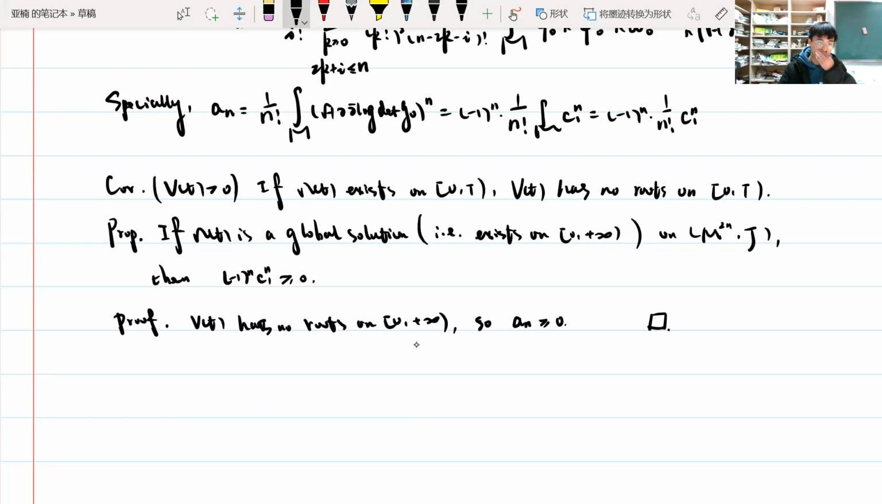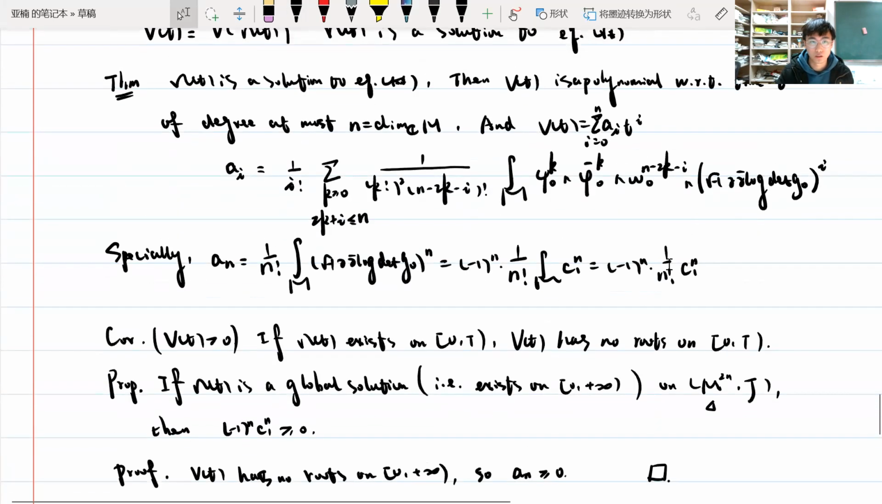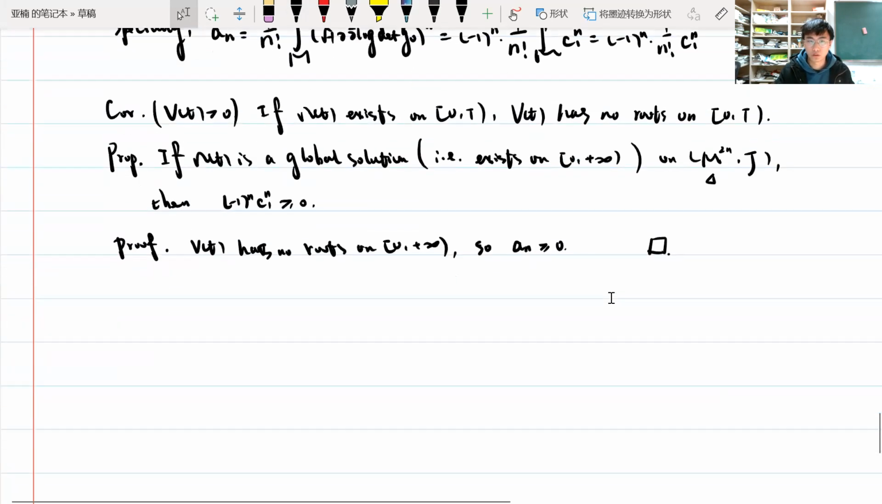Thus, we find a topological obstruction to the global solution. It is only determined by the first Chern class of the manifold. It is independent of the initial condition which you choose.